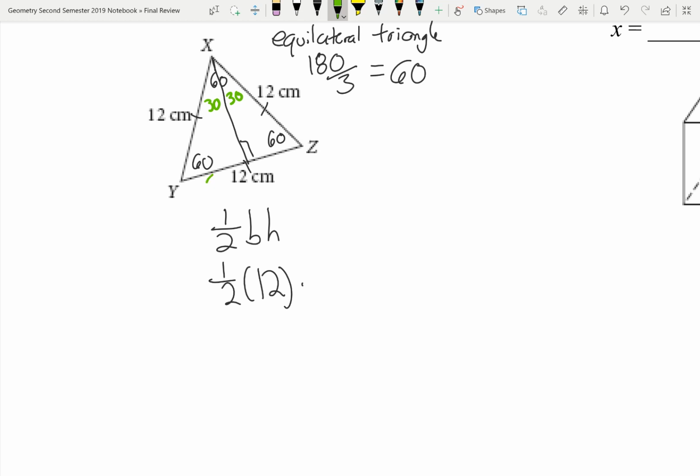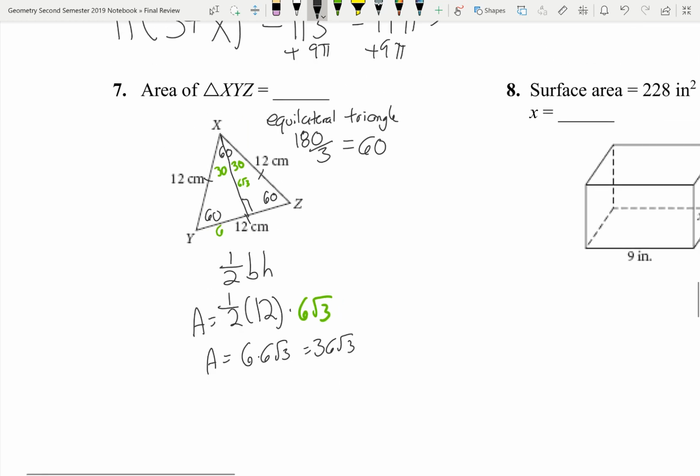And so if this is 6, then this would be 6 root 3. So 6 root 3 would be your height. And that's going to be the same thing as 6 times 6 root 3, 36 root 3. So 36 root 3 centimeters squared, or that's going to be approximately 62.4 centimeters squared.